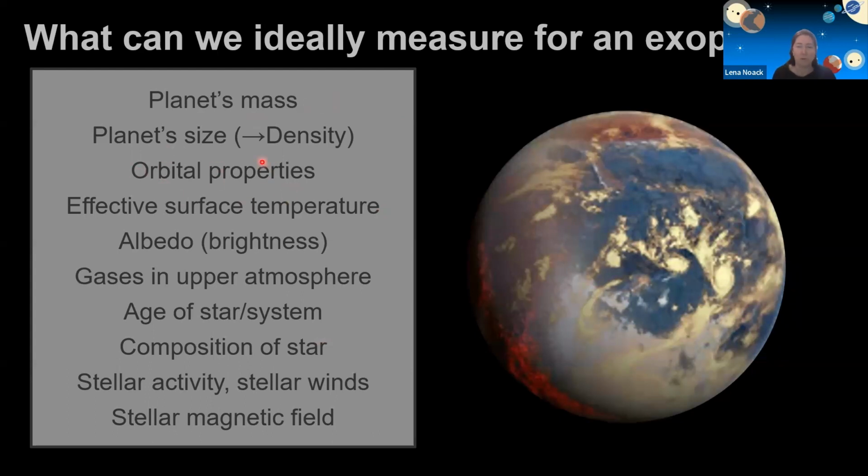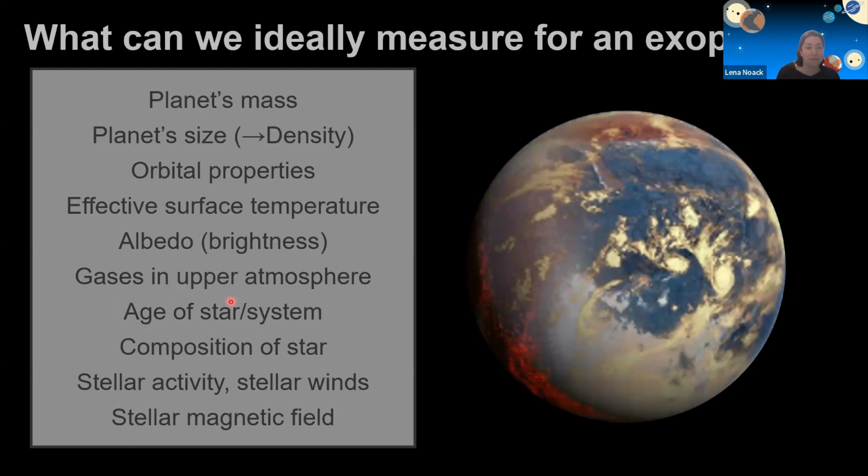Orbital properties in general also help us to understand something about if heat is generated in the interior by tidal forces, for example. But we also get an idea about the surface temperature if we don't have an atmosphere or greenhouse gases, just by looking at the distance from the planet to the star. In principle, we can also measure the albedo, or let's say the brightness of the surface of a planet. And especially now with the James Webb Space Telescope, have a better idea of gases in the upper atmosphere if a planet actually has an atmosphere.